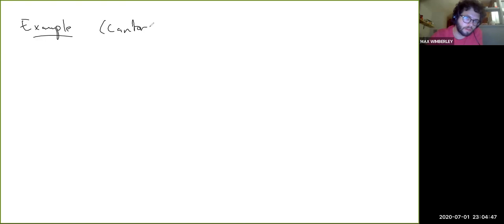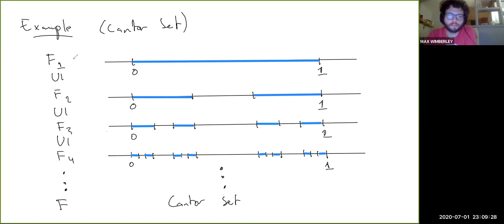Let me now quickly show you how we apply this to construct the Cantor set. Example: the Cantor set. Let me draw a picture. I'm going to make a cut here again. Okay, so I drew a picture. It's pretty much the same as figure 13.1 on page 90 in the book.